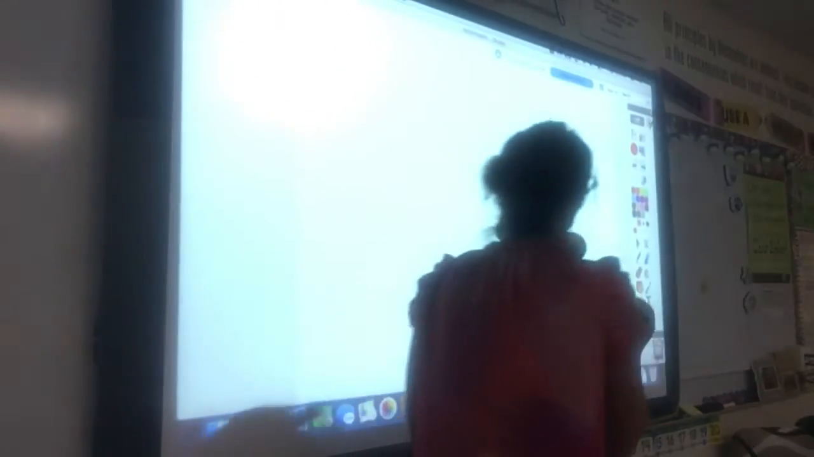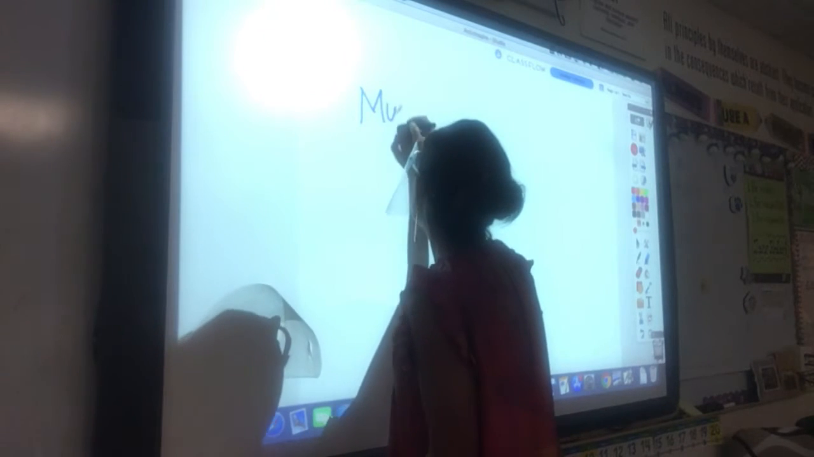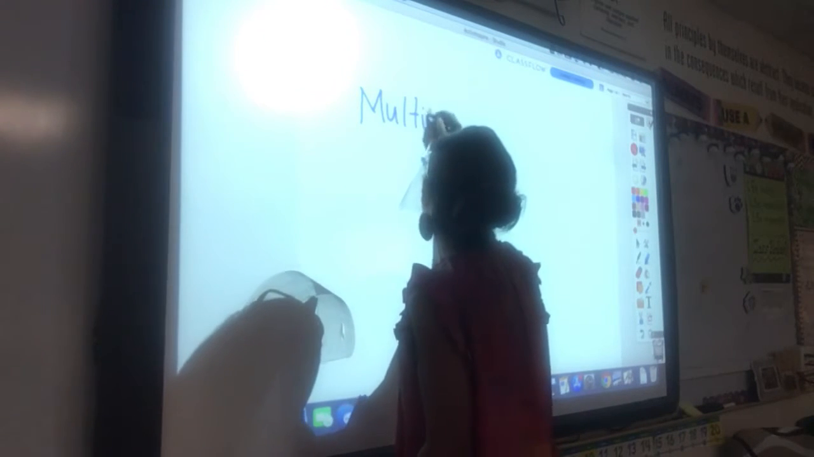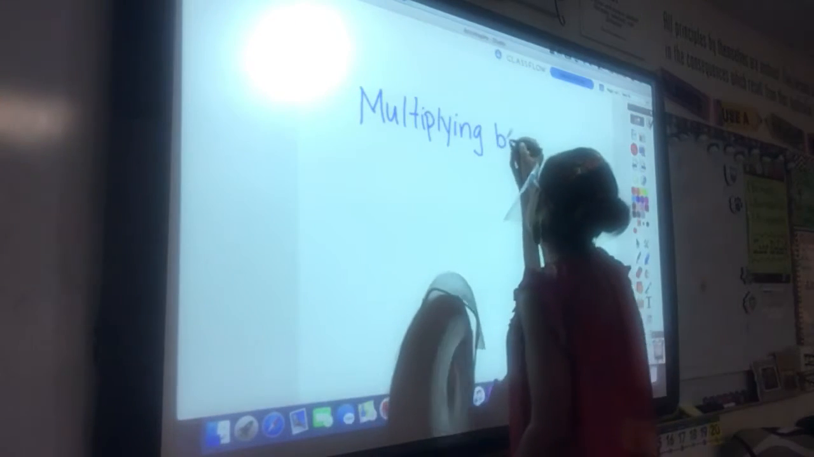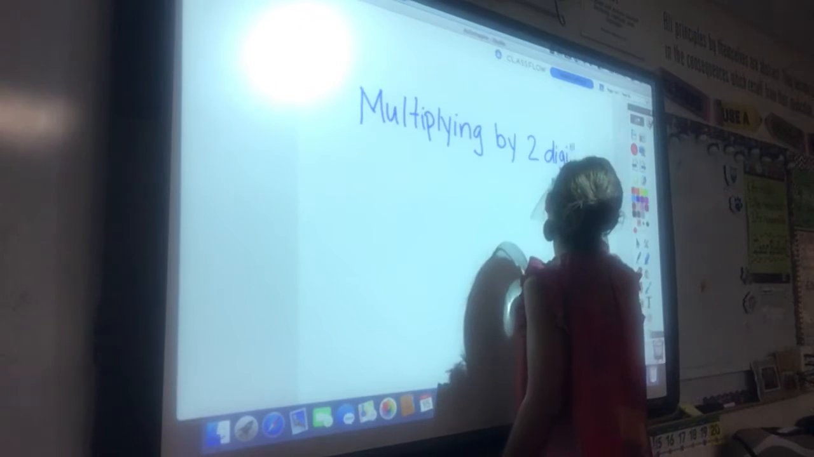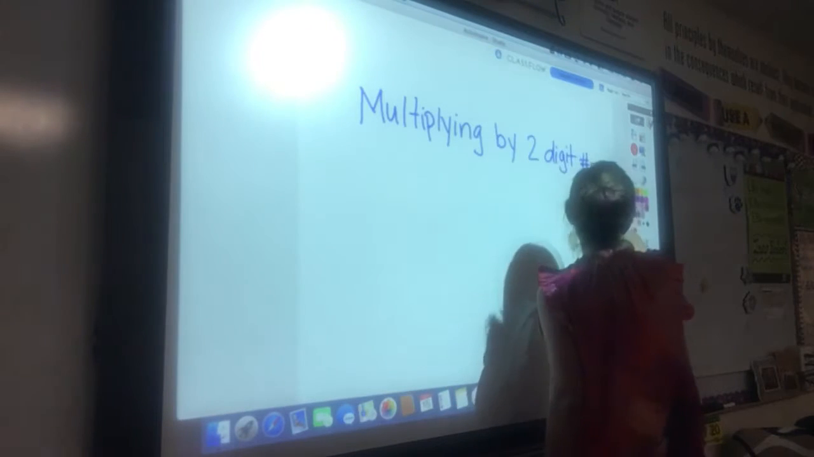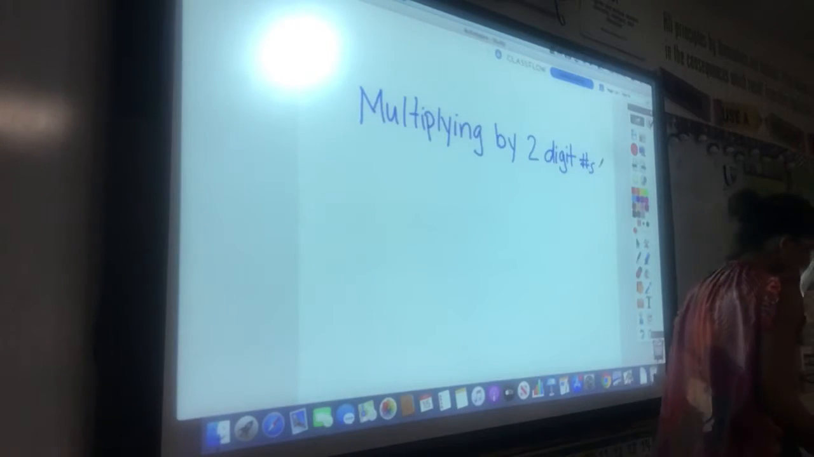Okay, if you'll write at the top of the page, multiplying by 2-digit numbers. Multiplying by 2-digit numbers. We put that at the top of your next empty page. Okay, multiplying by 2-digit numbers.